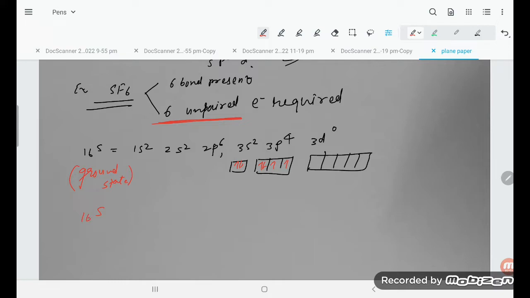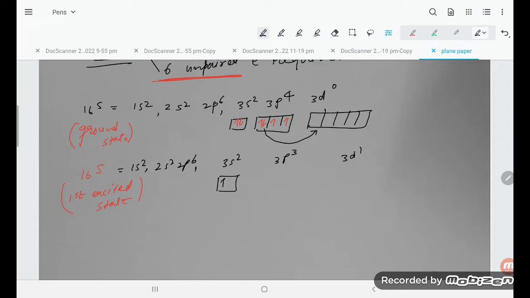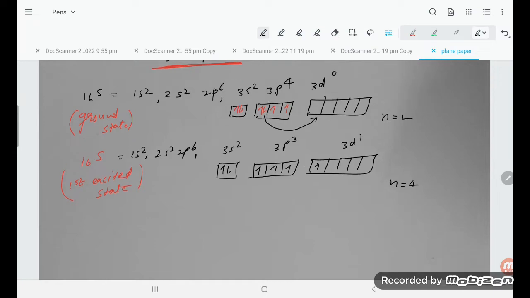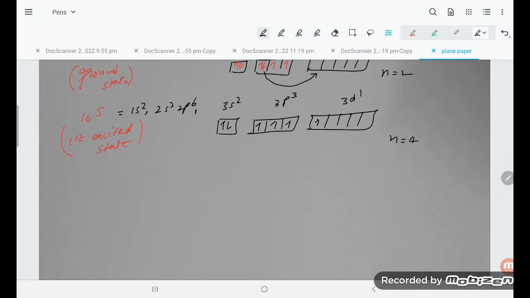In the first excited state, one electron is excited from the p orbital to the d orbital. So the configuration is 1s2, 2s2, 2p6, 3s2, 3p3, and 3d1. Now how many unpaired electrons are there? In the p orbitals there are 3, and in the d orbital there is 1. The number was 2, now it becomes 4 unpaired electrons. But we require 6.